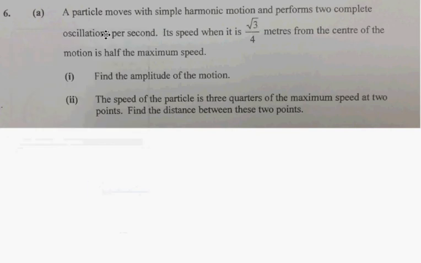Okay, a particle moves in simple harmonic motion and performs 2 complete oscillations per second. Its speed when it is root 3 over 4 meters from the center of the circle is half its maximum speed. Okay, first of all, what do you know about simple harmonic motion?